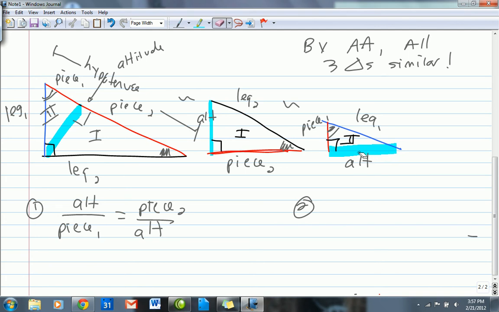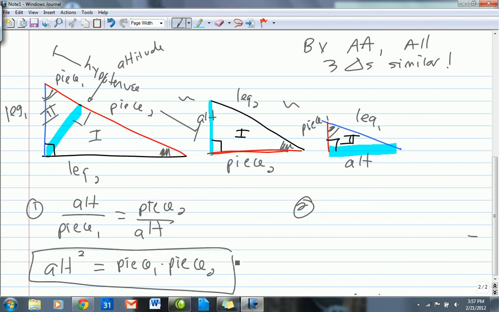And that has to happen because the triangles are similar by angle. So the corresponding sides have to be proportional. Now if I multiply this out, what I get, by the extremely meaningless property, is altitude squared equals the product of the two pieces. And that's one conclusion of the theorem that I call AH, altitude on hypotenuse.